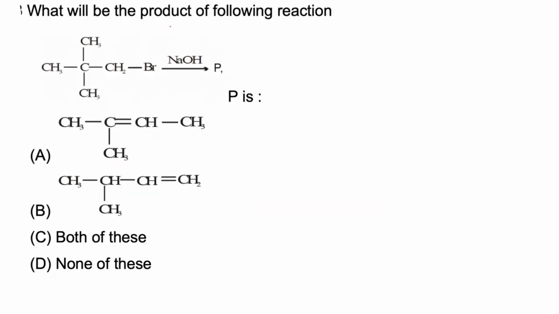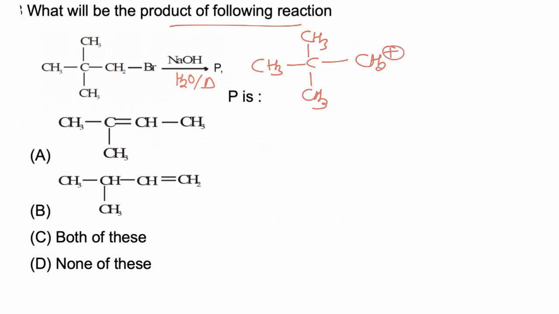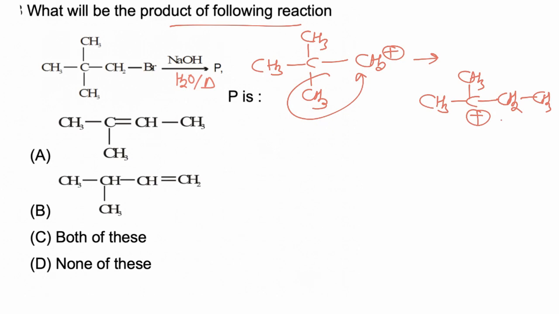In this question we have to identify product of given reaction. So first of all, this compound alkyl halide with aqueous NaOH in presence of high temperature, first it will convert it to carbocation. So a carbocation is formed. Now this carbocation will rearrange to comparatively more stable carbocation. So now this carbocation is formed.